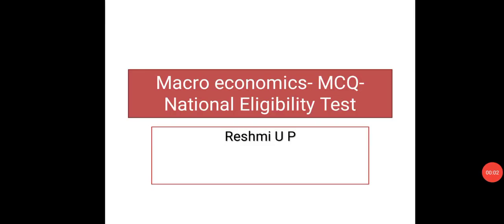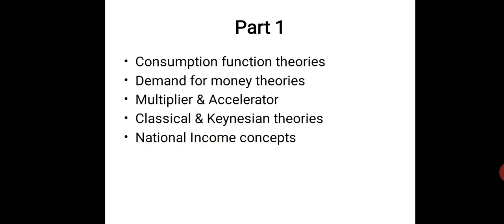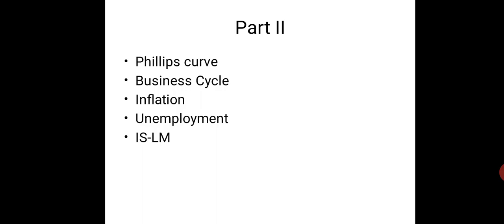Today, we are going to deal with MCQs from macroeconomics which are expected to appear in national eligibility test. We are going to divide the whole session into two parts. Part 1 will deal with consumption function theories, demand for money theories, multiplier and accelerator, classical and Keynesian theories, and national income concepts.